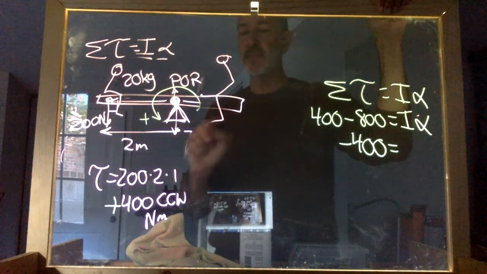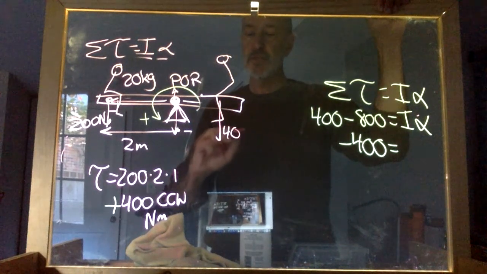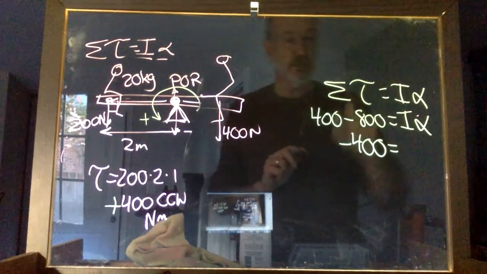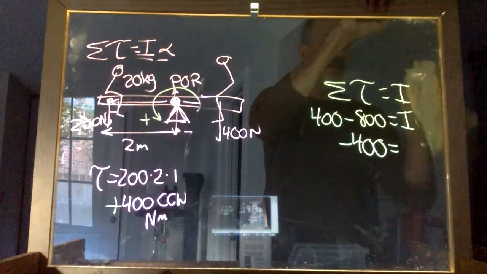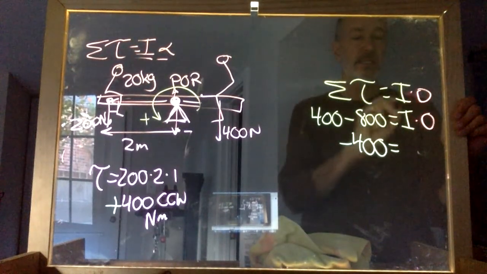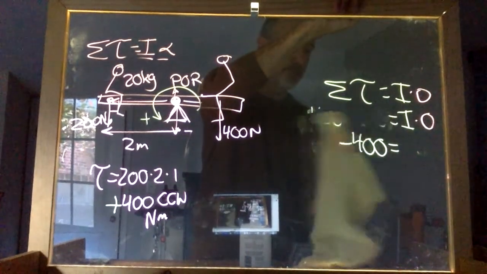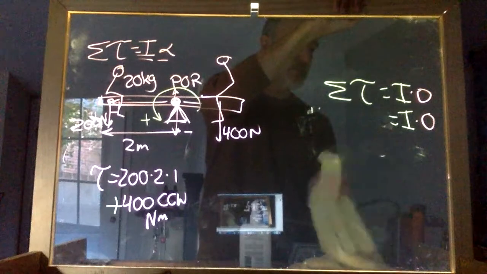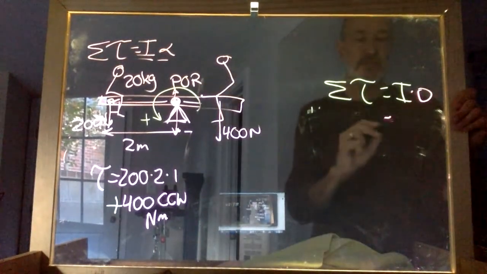He's moved in somewhere, right? So his force is still 400 newtons. And so the sum of torques, we want it to be 0. We want there to be no angular acceleration, and that means it's in equilibrium. So let me rewrite this whole thing. So sum of torques equals 0. Where does he have to sit?